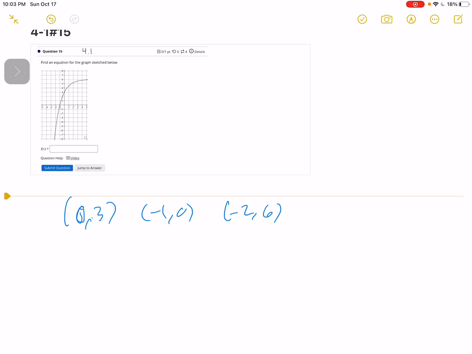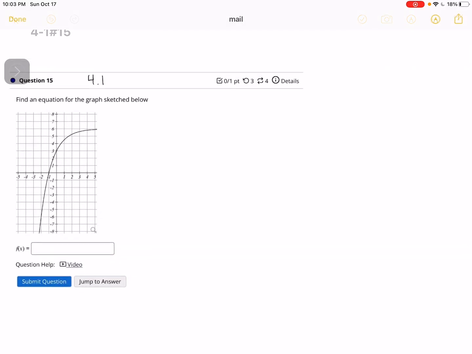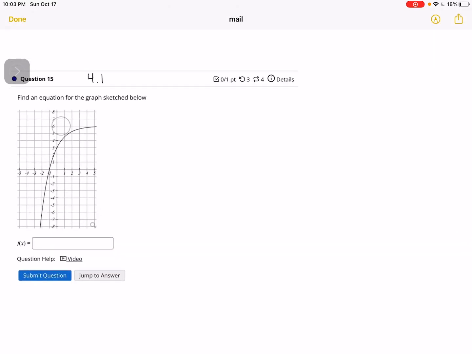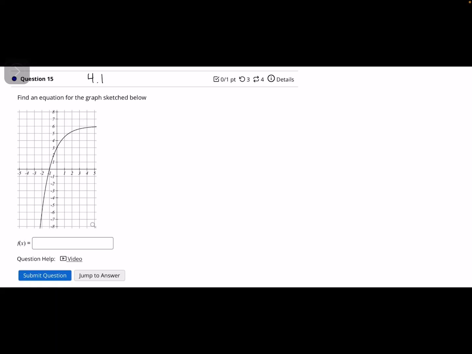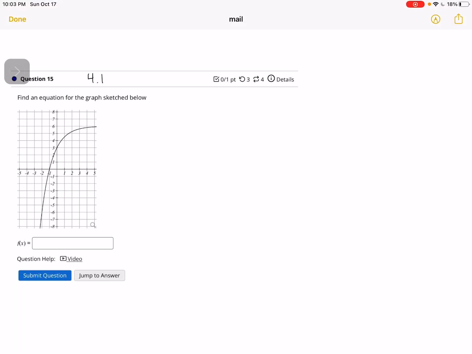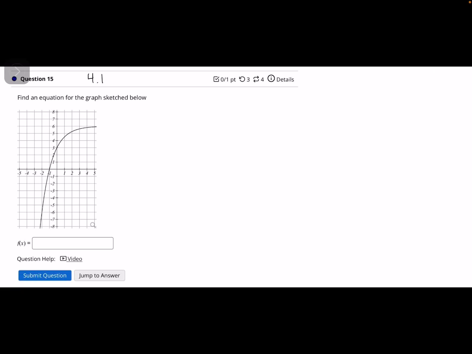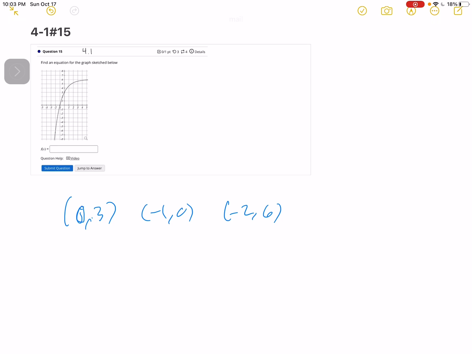But something else I want to point out is this line approaches up here. It approaches y equals 6. So this being a power type function, it approaches y equals 6. And that's a pretty key thing, that this is basically a function that's been shifted up by a factor of 6.